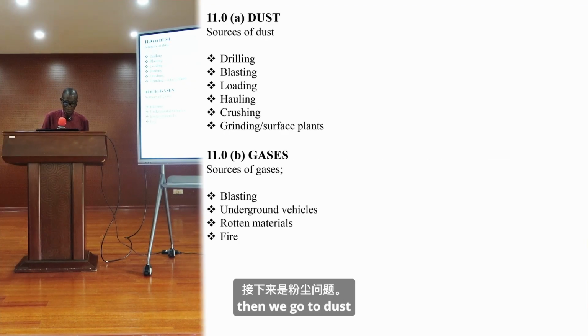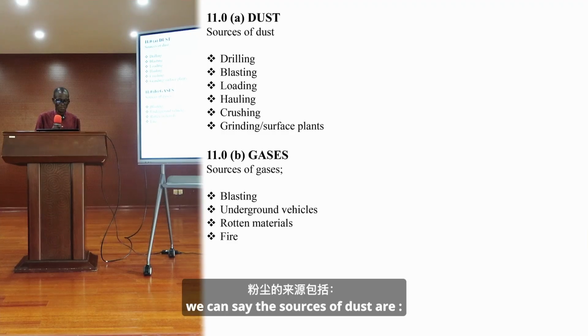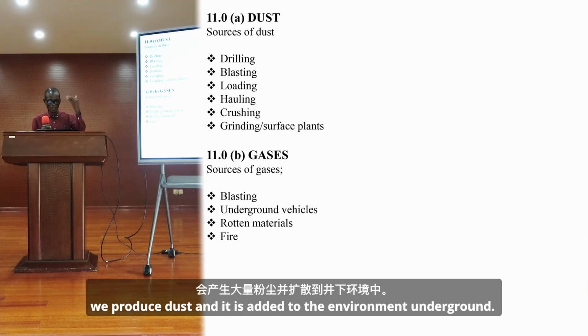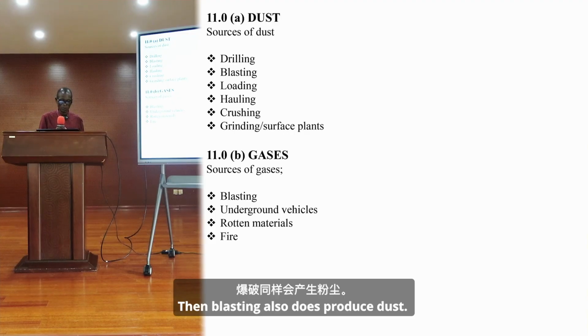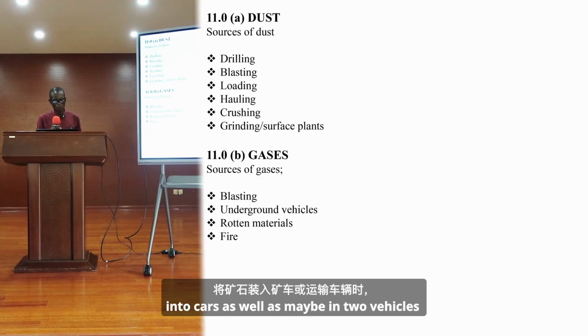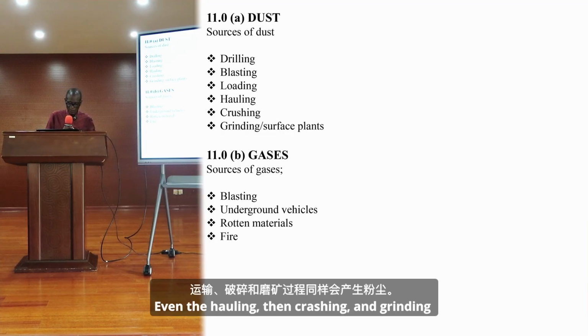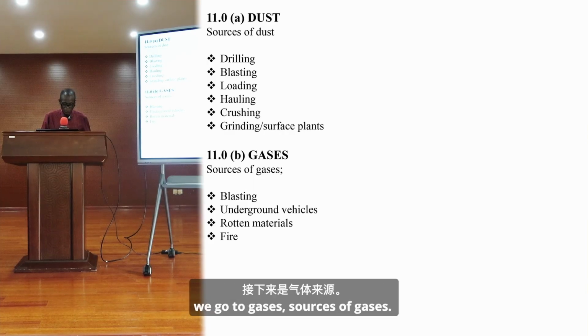Then we go to dust. We can say the sources of dust are drilling. When we are drilling with vehicles and the other machines, we produce dust and it is added to the environment underground. Then blasting also does produce dust. Then loading of ore into cars as well as maybe into vehicles, they also add dust into the environment. Even the hauling, then crushing and the grinding.